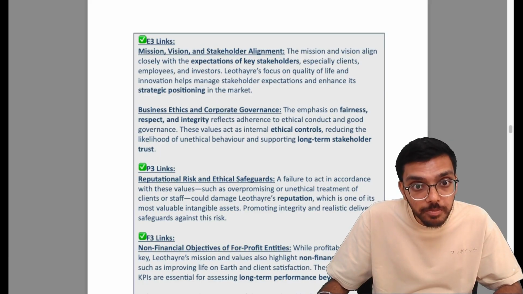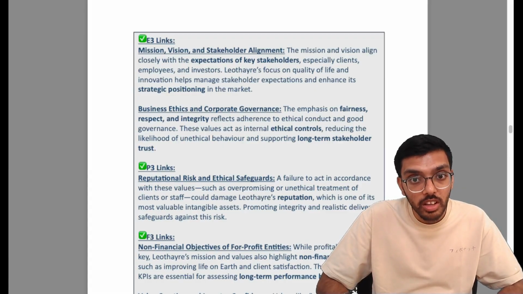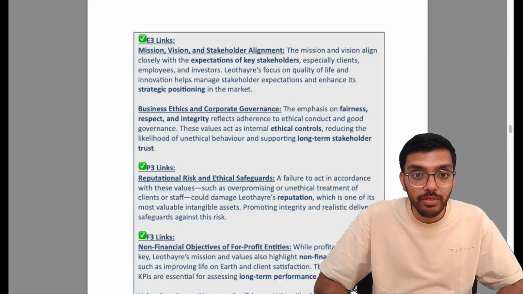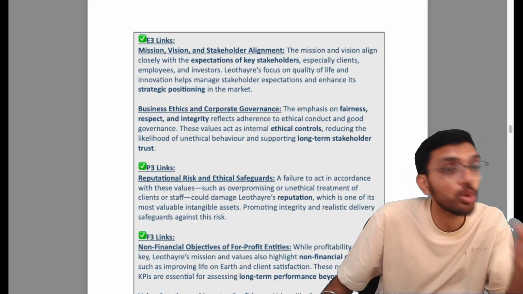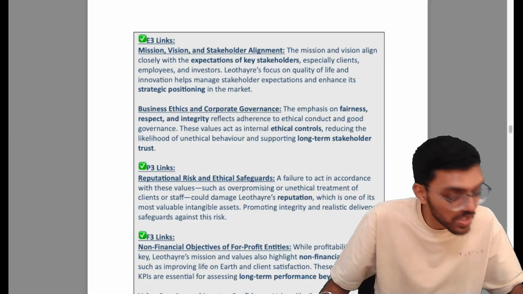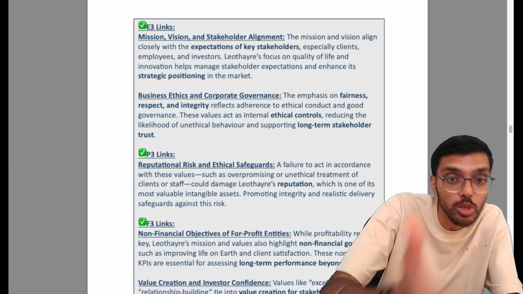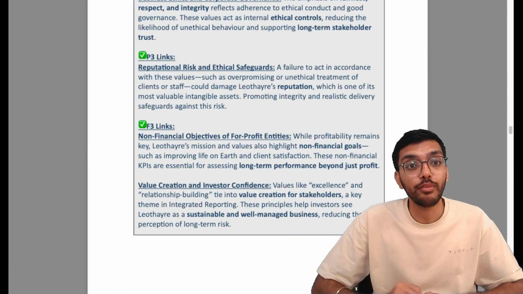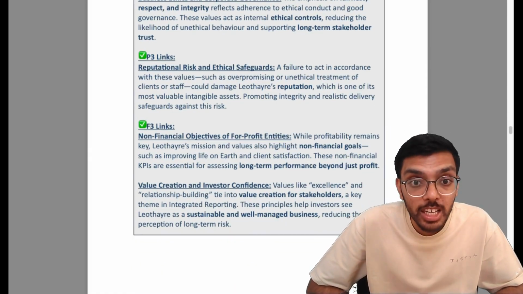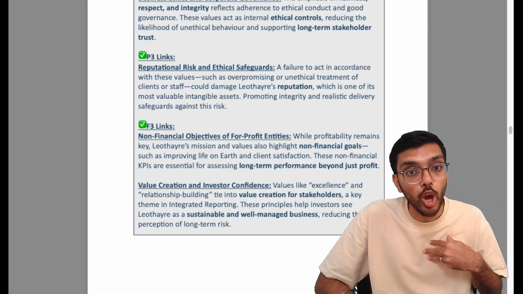go to waste. So the mission and vision align closely with the expectation of key stakeholders. Leothayre's focus on quality of life and innovation helps manage stakeholder expectations because that's how you have projected yourself. And if you don't stay true to these values, it's going to damage your stakeholders' expectations. In the same way, a failure to act in accordance with these values, such as over-compromising on ethics, will lead to reputational loss for us.